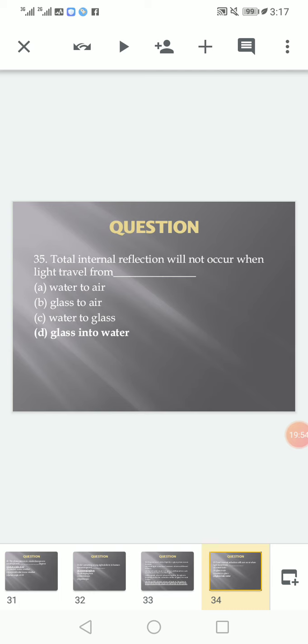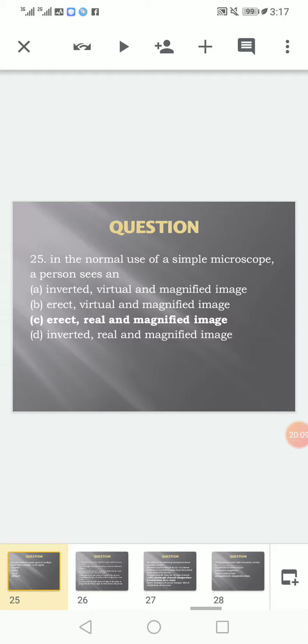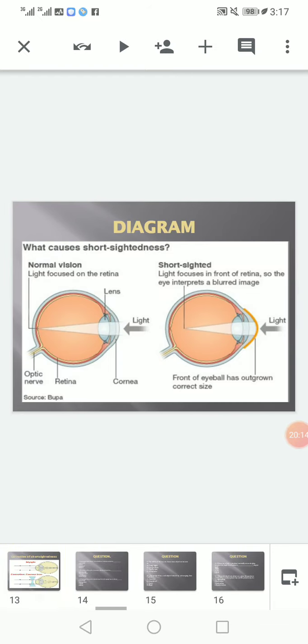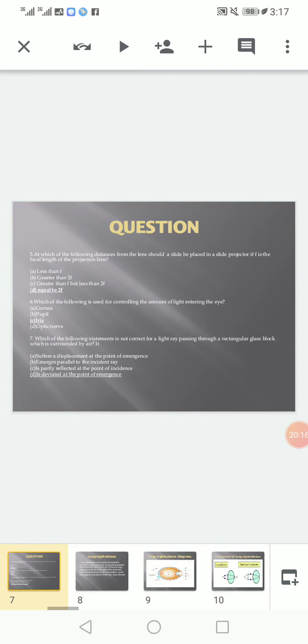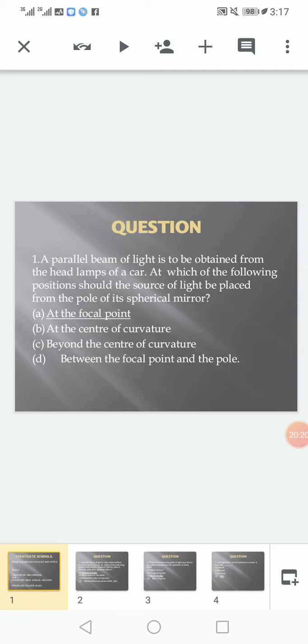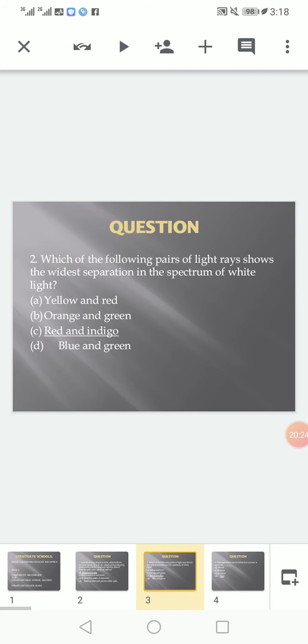I would like you to read more about this, because I can call you to explain to me why total internal reflection will not occur when light travels from glass into water. Now, we have 35 questions here. I have given you the answers. So when we meet, those that are complex, I will explain to you, but those that are not too complex, you will be the one to explain for me.